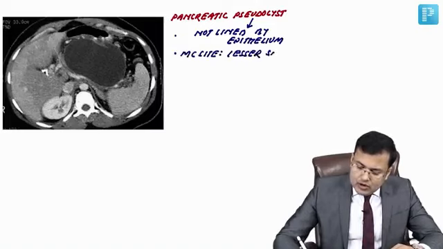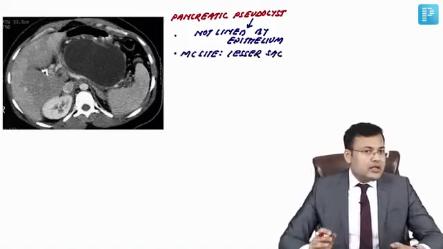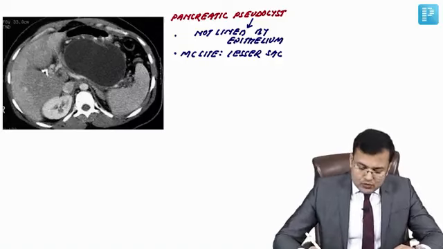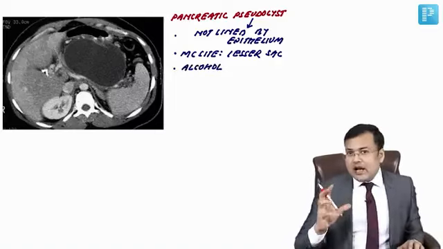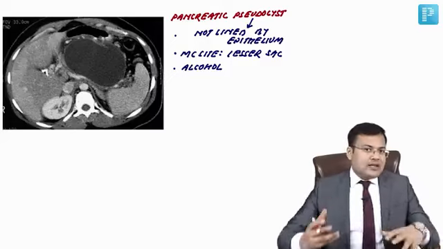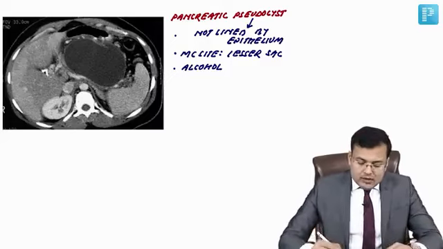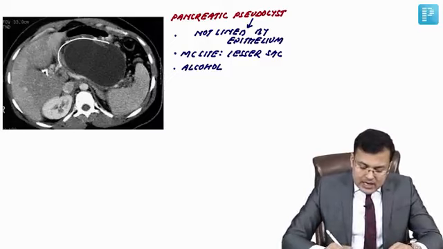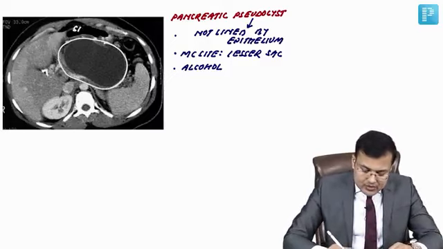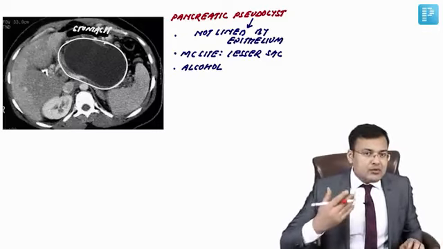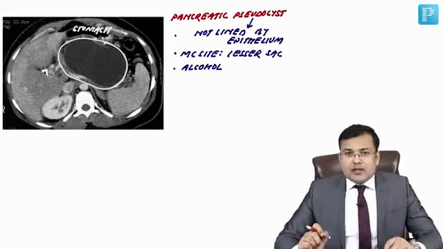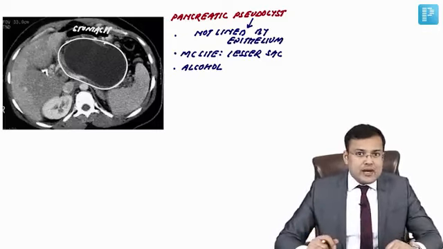What is the most common cause of pancreatic pseudocyst? It is because of alcohol. What is the good thing? In majority of cases, the size of cyst is small, and that's why patients are asymptomatic. But whenever it becomes large, see, it is in relation to the stomach. So that's why the patients are having abdominal pain, and multiple episodes of non-bilious vomiting containing undigested food particles.